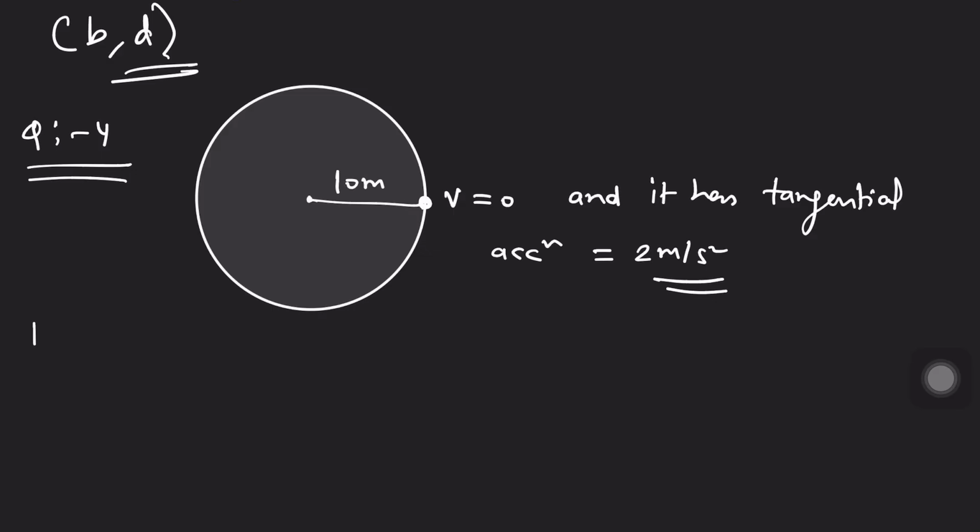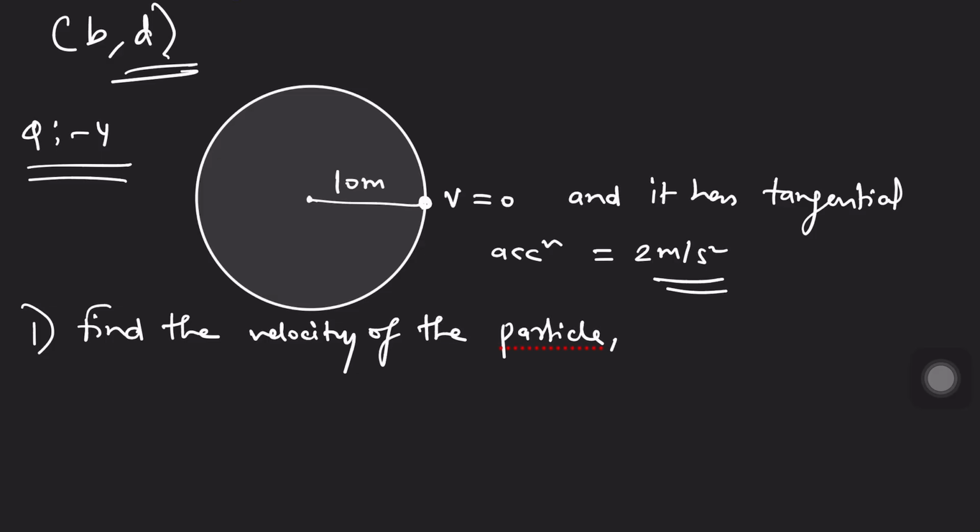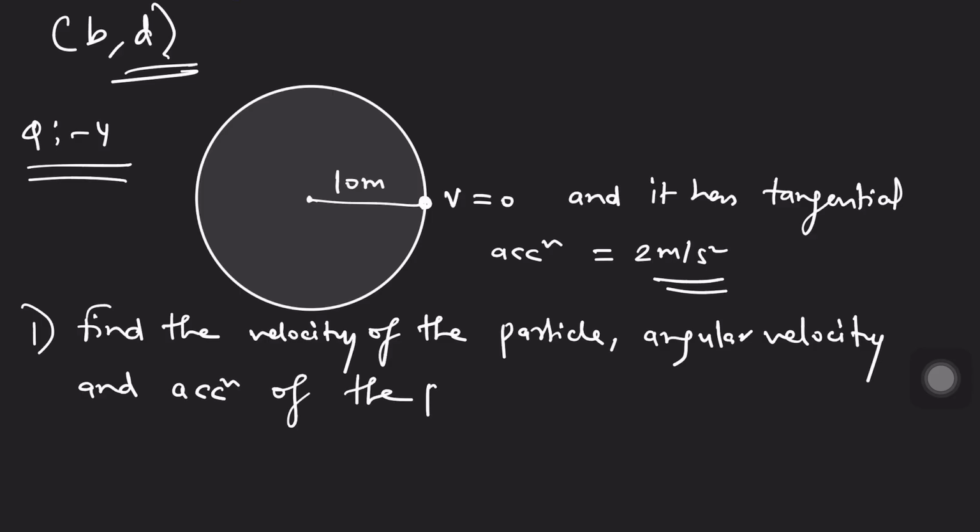The question is: find the velocity of the particle, angular velocity, and acceleration of the particle at t equal to 2 seconds. So this is the problem, a very simple problem I have put in front of you.